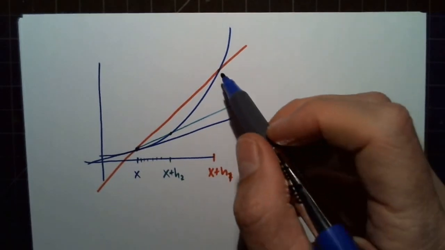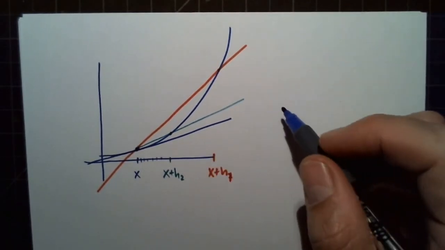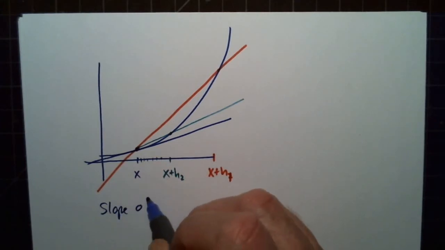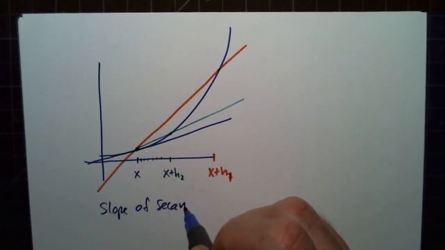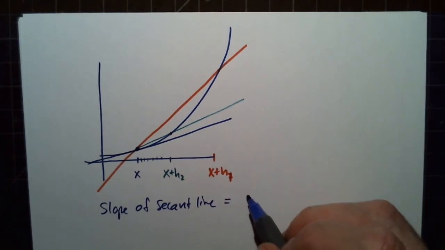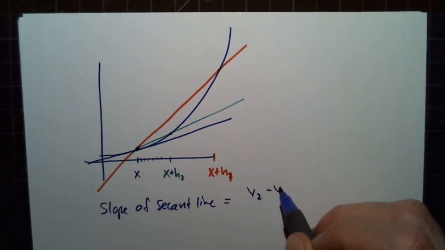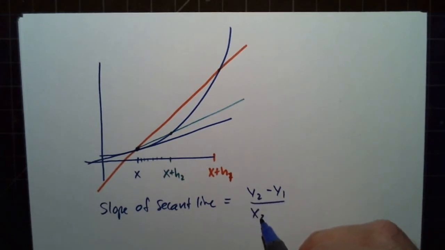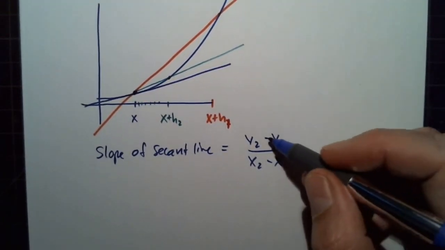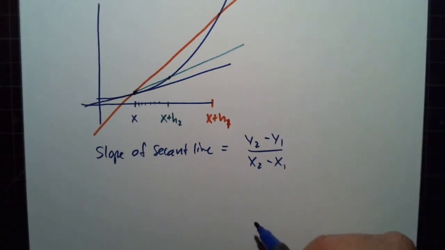Every time we draw a secant line, we have 2 points, and the slope of the secant line is y2 minus y1 over x2 minus x1. This is also called the difference quotient. Quotient means division, difference means subtraction. That's where the name comes from.